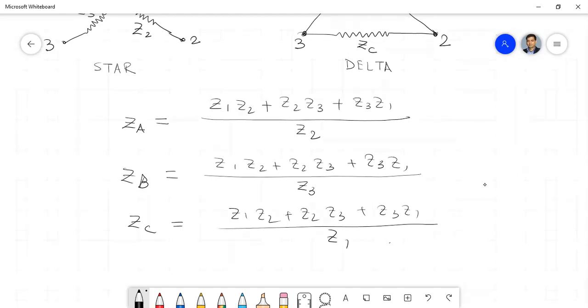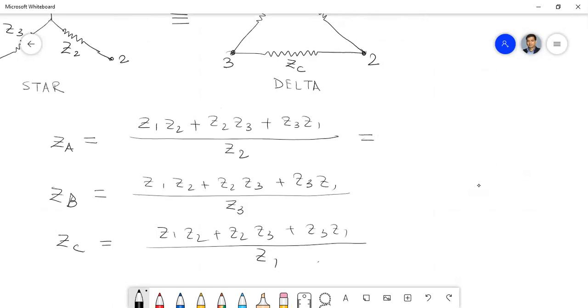Okay. So this is one, and also you can reduce this. How? This is Z1 plus Z3 plus Z3 Z1 by Z2. This way also you can remember that these are the self impedances which are directly connected between the nodes, and here the self impedances will be the product in the numerator and the denominator will be the other resistance. This way also you can remember. Here you have Z2 plus Z3 plus Z1 Z2 by Z3.